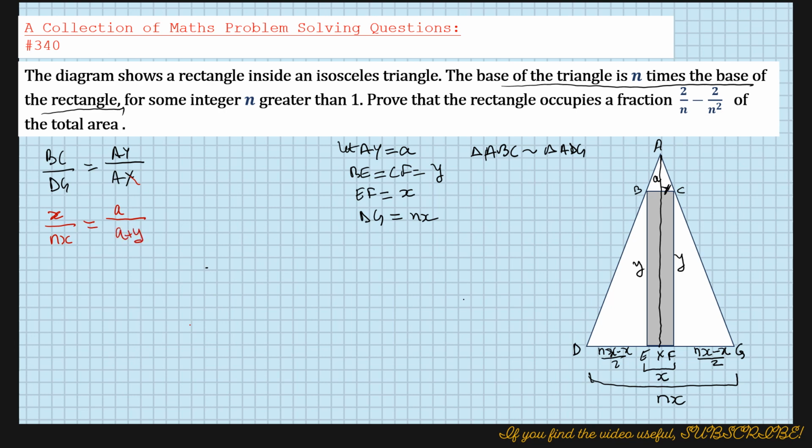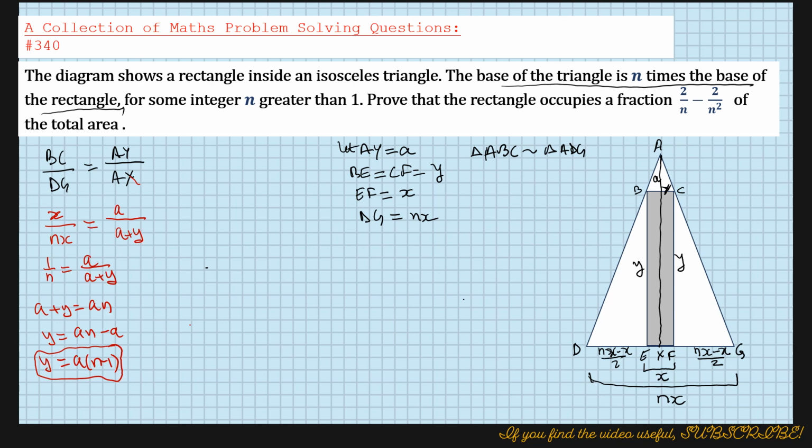So we can say from here that 1 out of n equals a out of a plus y, or a plus y equals an. So I can say y equals an minus a. So y equals a times n minus 1. So this fact I'm going to use: y equals a times n minus 1.